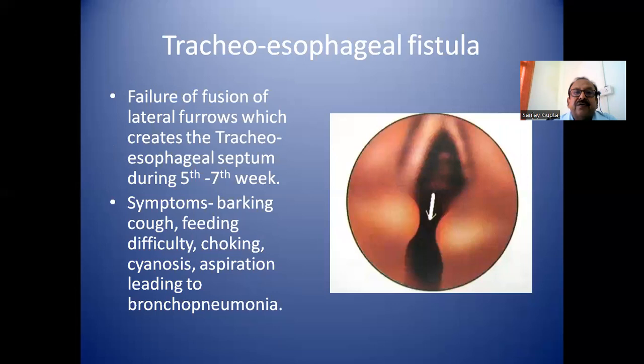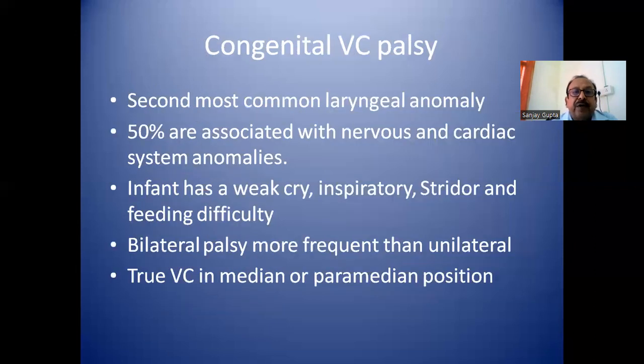Another condition is tracheoesophageal fistula. There is failure of fusion of lateral furrows, which creates the tracheoesophageal septum. This is the furrow which fails to fuse and develops an abnormal communication between the trachea and the esophagus. Symptoms are barking cough, feeding difficulties, choking while feeding, cyanosis and aspiration leading to bronchopneumonia.